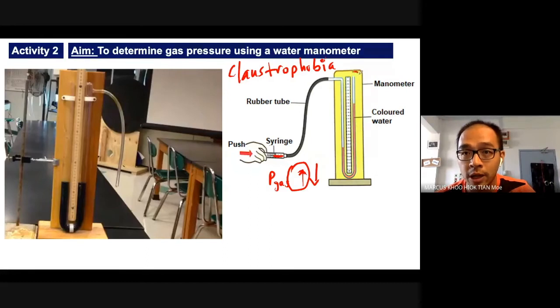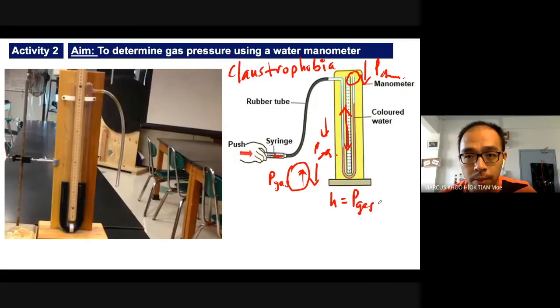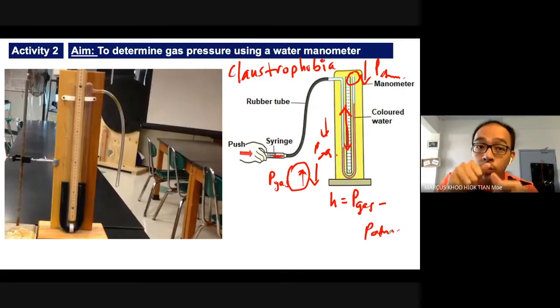Since this end of the manometer is open, we know that over here, this is atmospheric pressure pressing down. And over here, this is going to be gas pressure. So in this case, the gas pressure is winning. This difference in height, h, will be gas pressure minus atmospheric pressure, because gas pressure is winning when we push in the syringe.